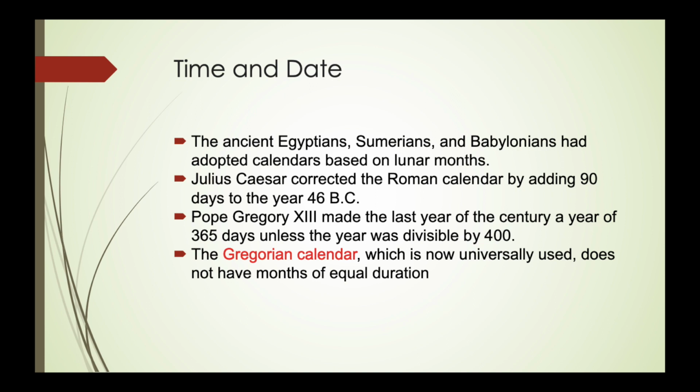Pope Gregory XIII made the last year of the century a year of 365 days unless the year was divisible by 400. The Gregorian calendar, which is now universally used, does not have months of equal duration.